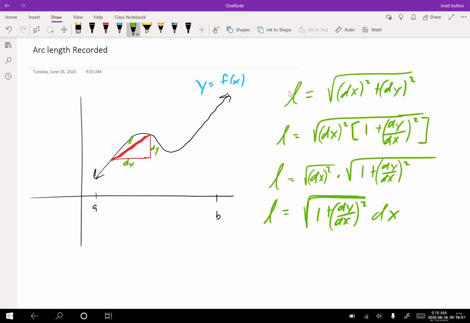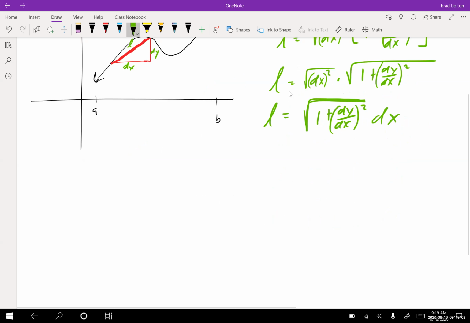Now, we know that dy/dx is just the derivative, okay? So we can rewrite this again. So this is now something we know: if we want to find the arc length, all we need to do is use the square root of 1 plus f prime of x quantity squared. And this leads us to our formula. So here's our formula for arc length.